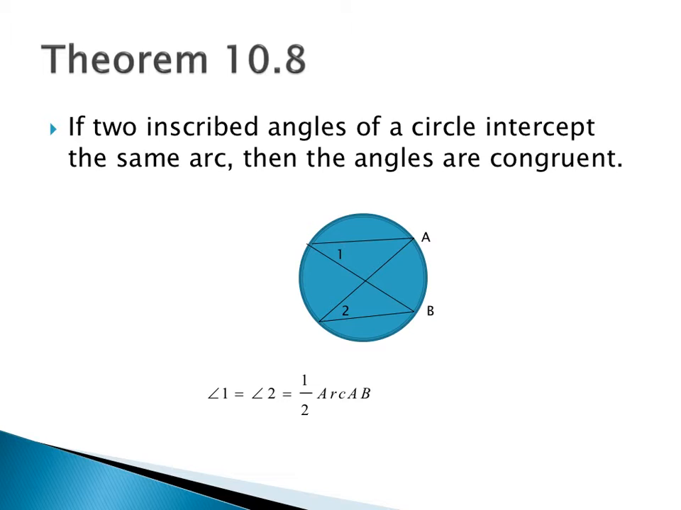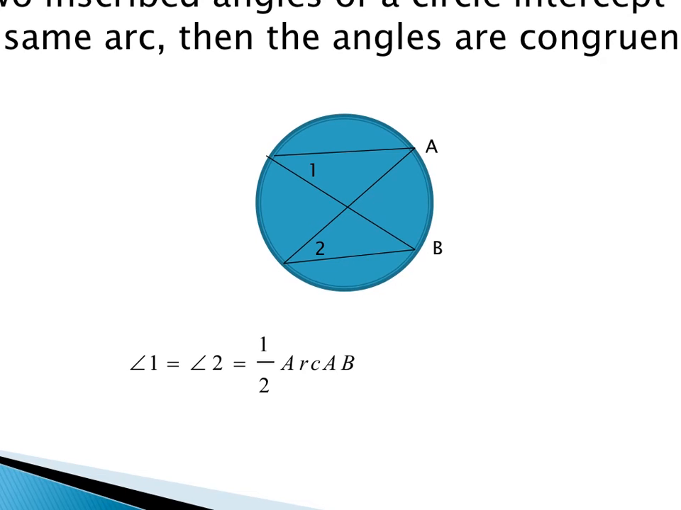Theorem 10.8 says, if two inscribed angles of a circle intercept the same arc, then the angles are congruent. The one that it shows there is angle 1 and angle 2. So if I had angle 1 here and angle 2 here, they both intercept arc AB.